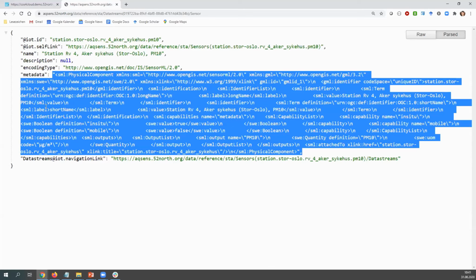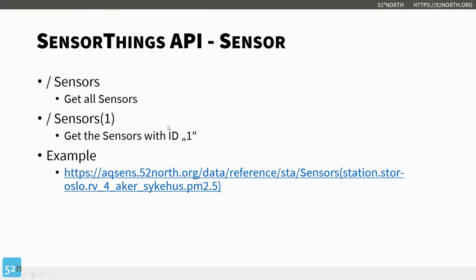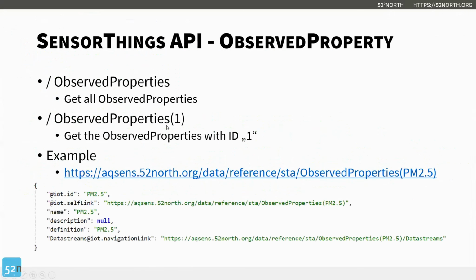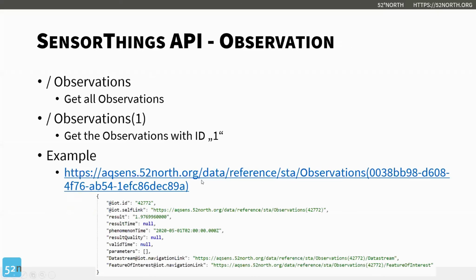So even with SensorThings API, you can get all the metadata that you need for interpreting your sensor data. Okay, let's continue. The observed properties, I've already shown that we can explore the different observed properties which are available and can get the details here.